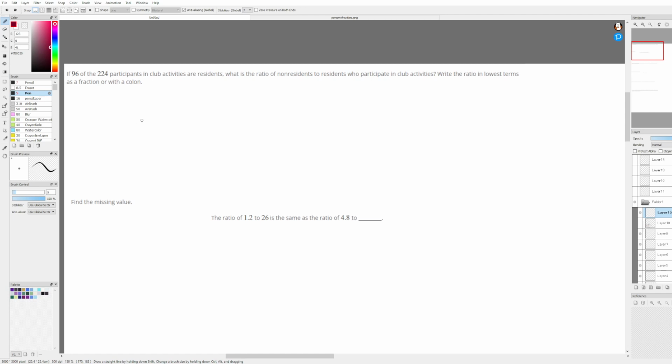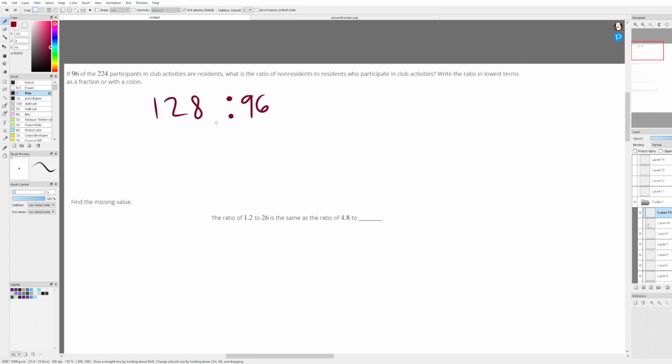It says lowest terms. So it's saying non-residents to residents, and we know that 96 are residents, so 96 is going to be on the right side, because it's saying non-residents to, you can think of 2 as a colon, and then residents. So non-residents is not going to be 224 because that's total participants. Non-residents are going to be 224 minus 96, which is going to give you 128.